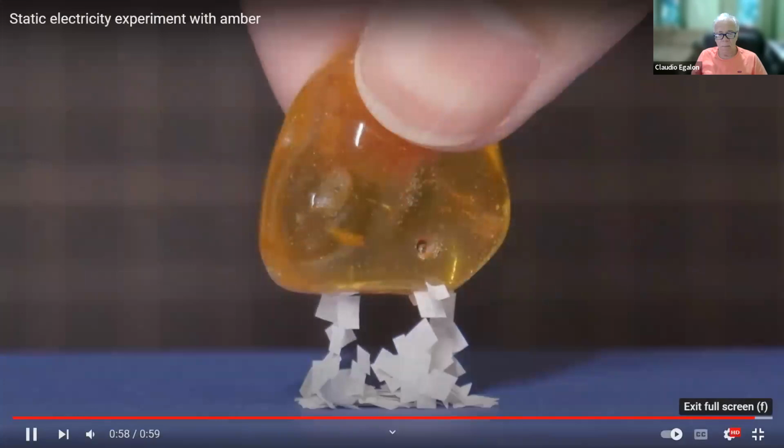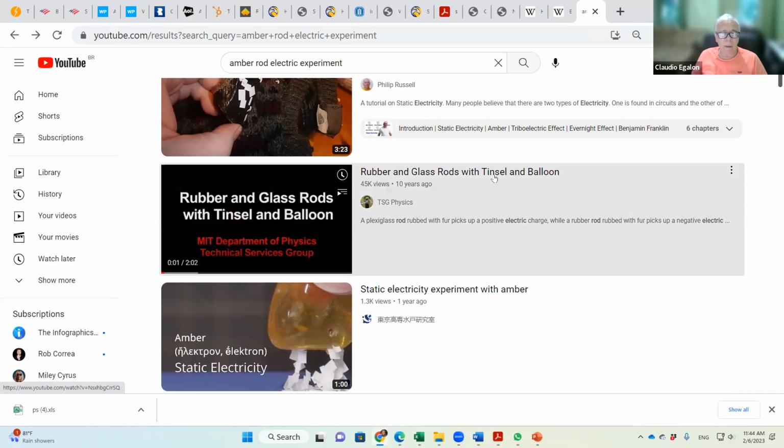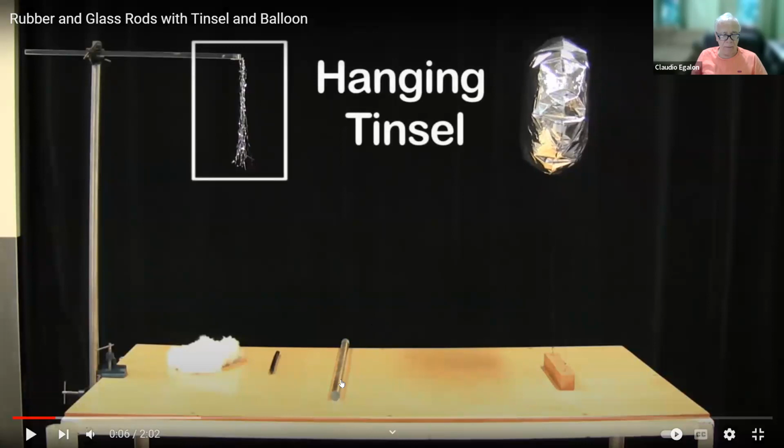Let's see if we have another neat experiment. Let's see, what about this one here? Rubber and glass rod with tinsel and balloon. Maybe this one is a good one too. MIT Department of Physics, rubber and glass rods. Okay, so here you go. Here's my plastic. Is that rubber and glass? Okay, this must be a glass rod. Those are very light materials. Here's my balloon, helium balloon, right? Let's see what it's gonna do.